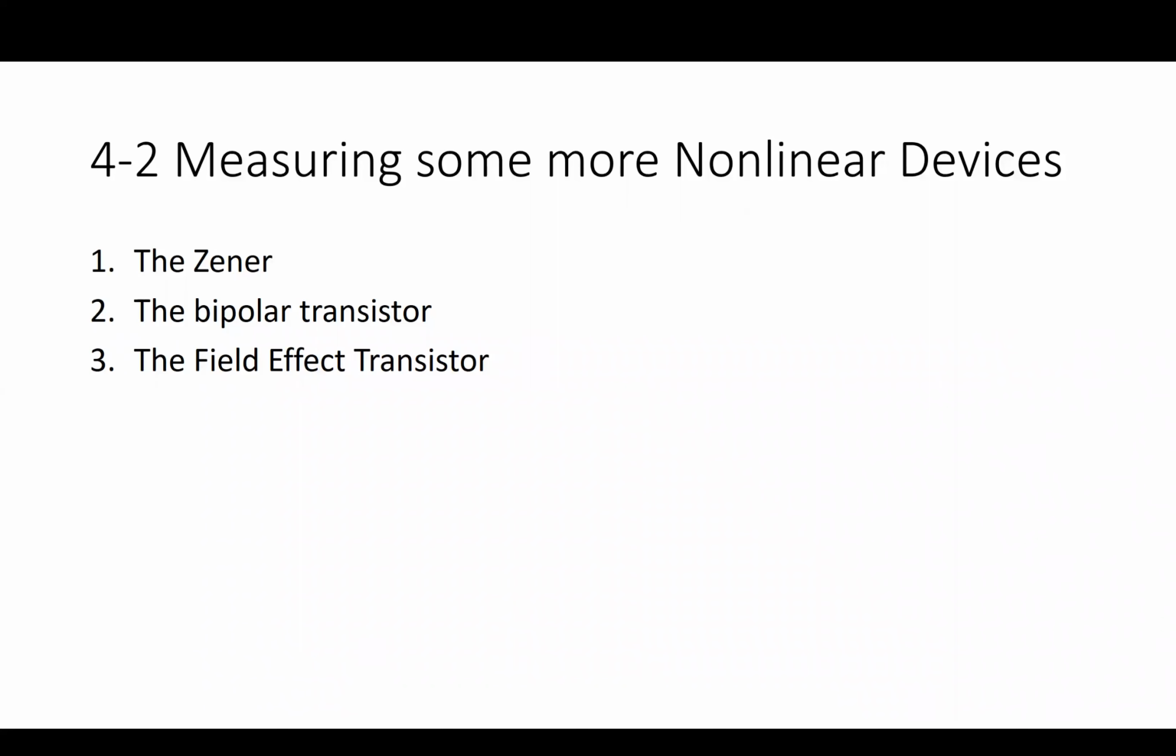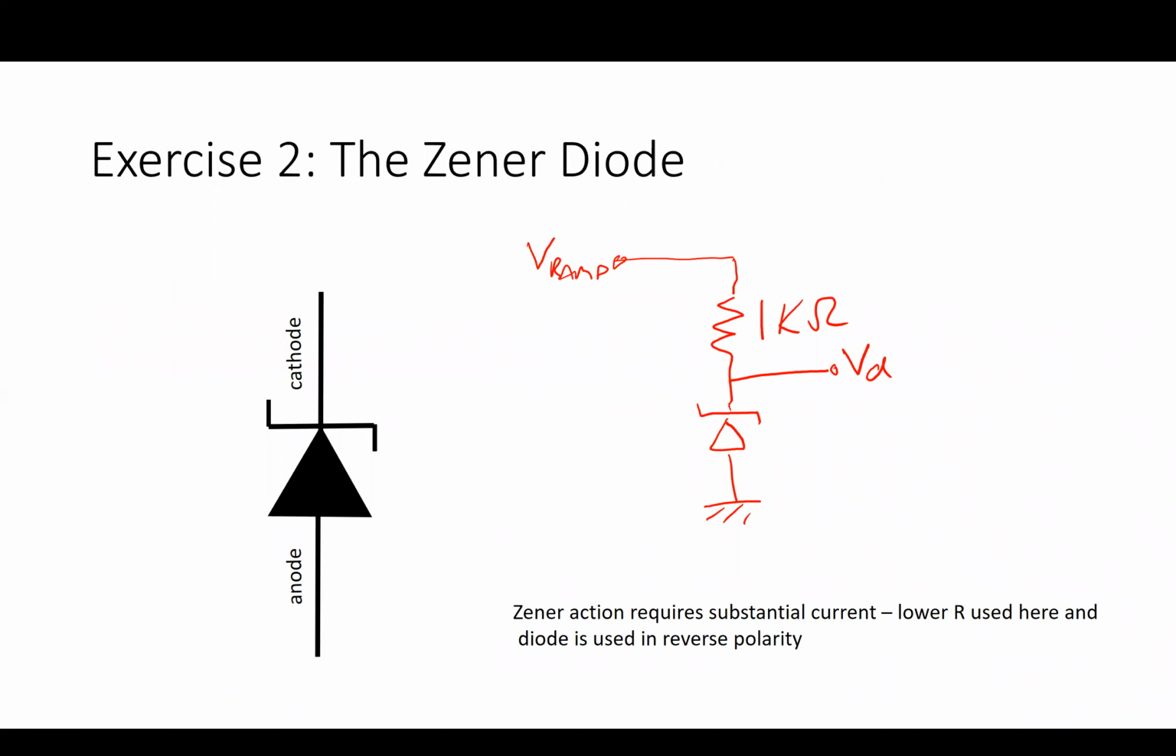So here we go. What are we going to do? We are going to measure the Zener diode, the bipolar transistor, and the field effect transistor. All of these will require some modifications to our ramp plotting hardware and our code for plotting the data, but I will show you how to do this. They're all pretty straightforward. Let's start though with our diode plotter unmodified.